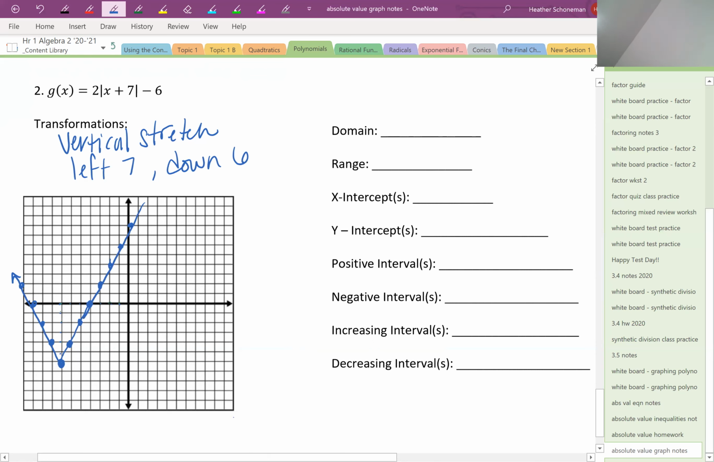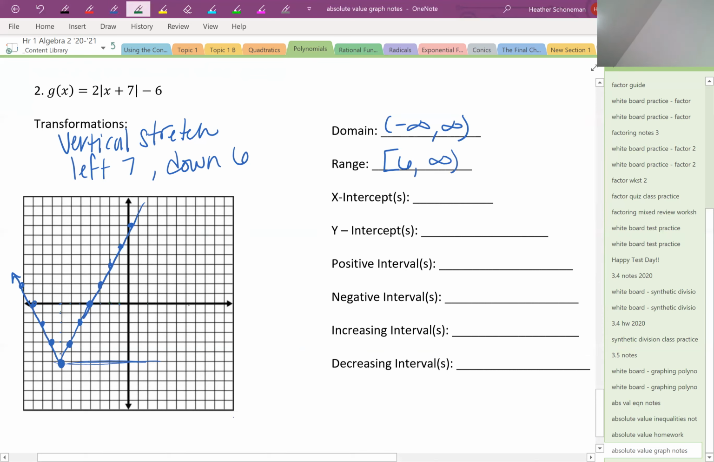Okay, domain. Domain is going left to right, and we're reading off the x-axis. Well, left to right, it keeps getting wider and wider. It's everything. So it's going to be negative infinity to infinity. The range goes from the bottom up. There's nothing down here, but it starts here, which is at the 6 on the y. So it starts at 6. That point is included and continues up to infinity.